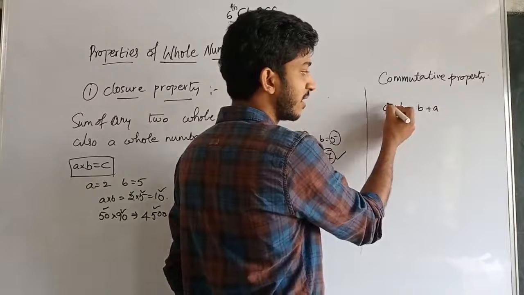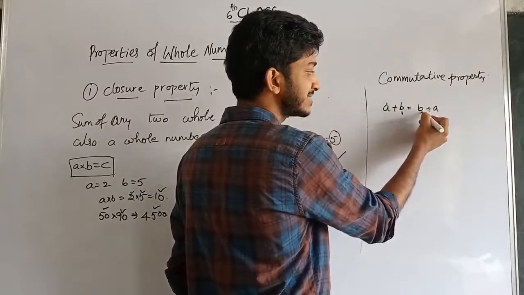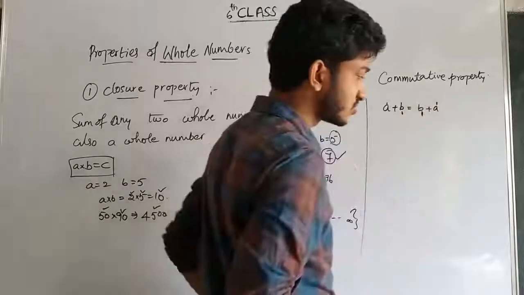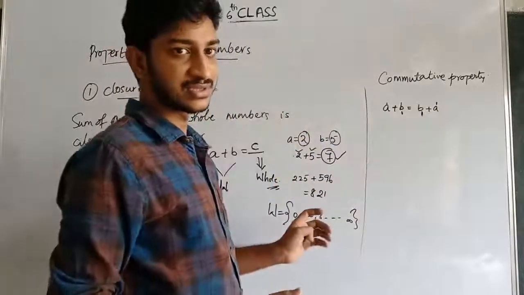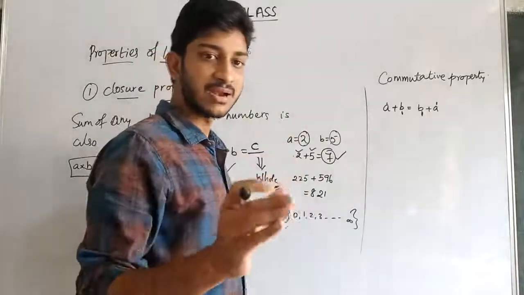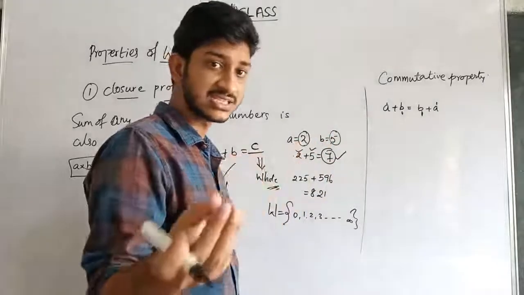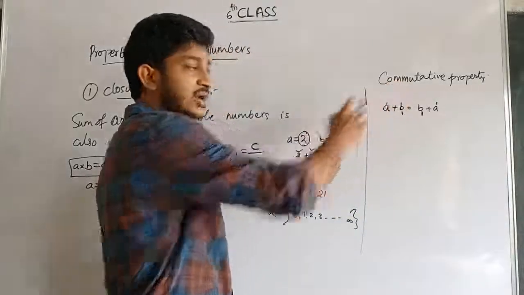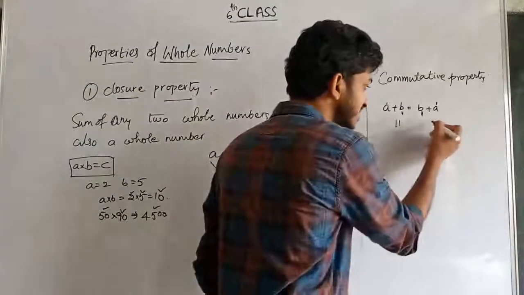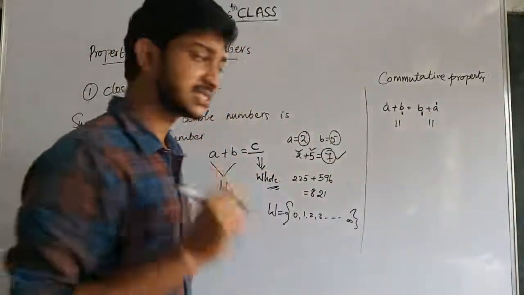Here first I am taking number a and second number is b. But here first number is b, second number is a. So I changed the order. If you change the order, the result must not change. If the result is changed, it doesn't satisfy the commutative property. If the result is the same in both cases, then it satisfies the commutative property under addition.